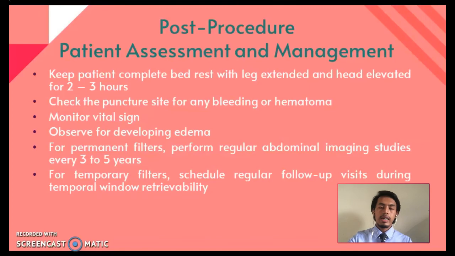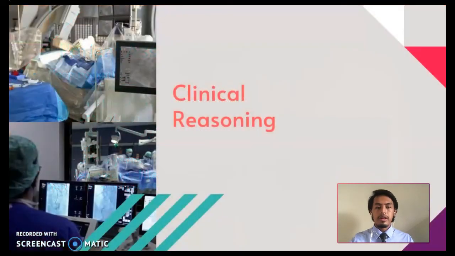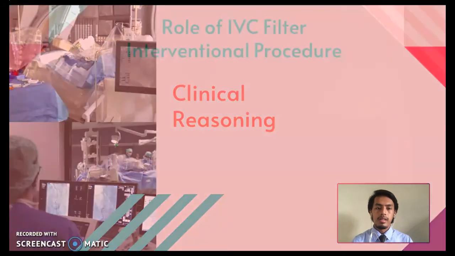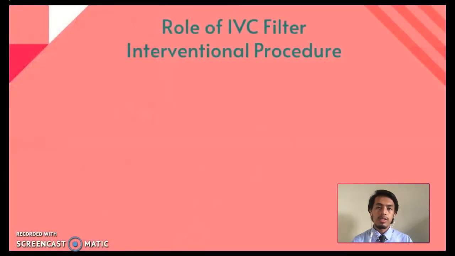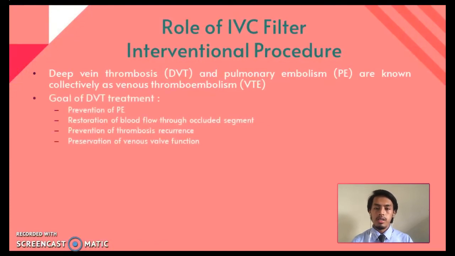So for the clinical reasoning part, I will explain a bit about the role of IVC filter. Deep vein thrombosis and pulmonary embolism are known collectively as venous thromboembolism. The goals of treatment of DVT include the prevention of pulmonary embolism, restoration of blood flow through the occluded segment, prevention of thrombosis recurrence, and prevention of venous valve dysfunction.